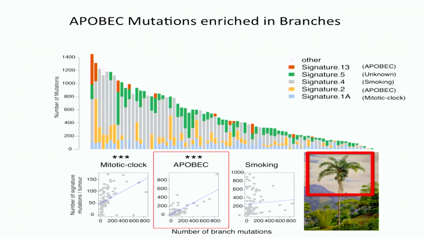What about the branch mutations? Well, the branch mutations are driven, we think, by two types of mutations. Aging, which is essentially a reflection of cell division, and as cancers grow, they proliferate faster.